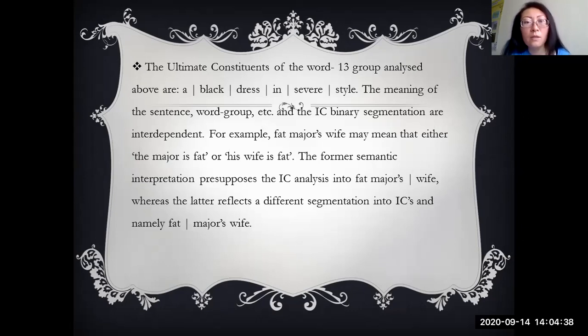The meaning of the sentence, word group, etc., and the IC binary segmentation are interdependent. For example, fat major's wife may mean that either the major is fat or his wife is fat. The former semantic interpretation presupposes the IC analysis into fat major's and wife, whereas the latter reflects a different segmentation into ICs, namely fat and major's wife.